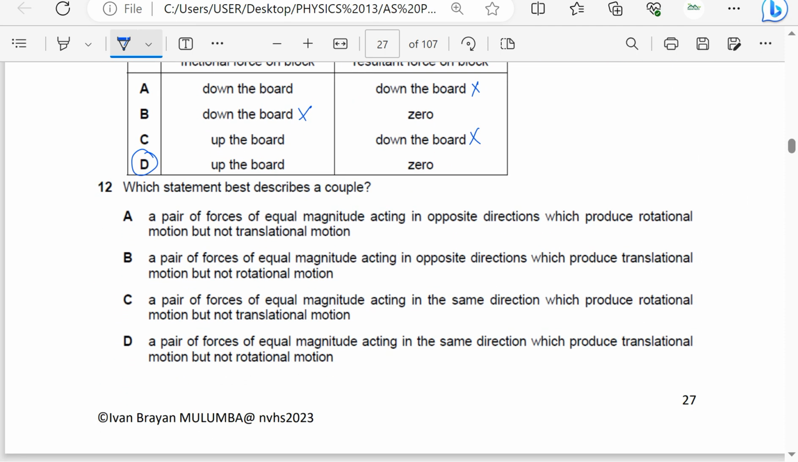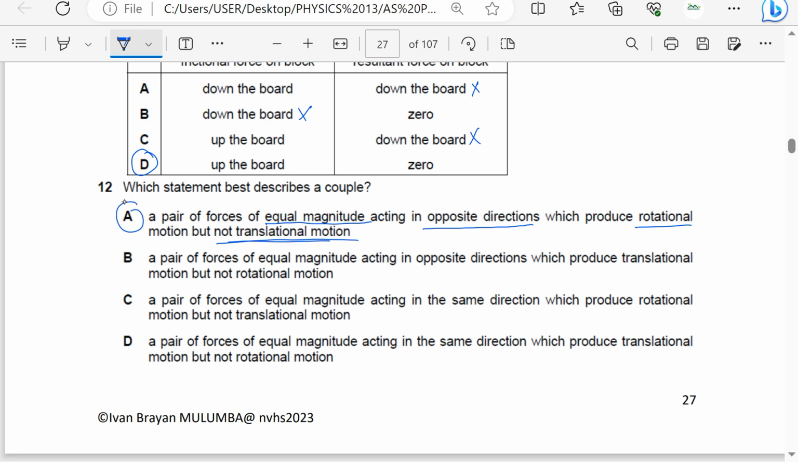Which statement best describes a couple? Remember, these two forces are equal in magnitude. Their lines of action never meet. They are parallel. So it's a pair of forces of equal magnitude acting in opposite directions, which produce a rotational motion but not translational motion. There is no translational motion because the resultant force is 0, but there is a rotation. They cause either clockwise or anti-clockwise movement. So the answer is A.